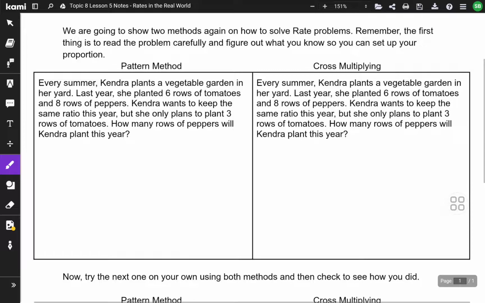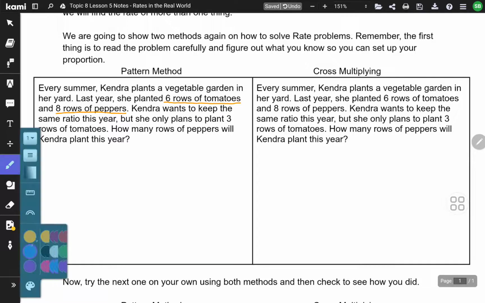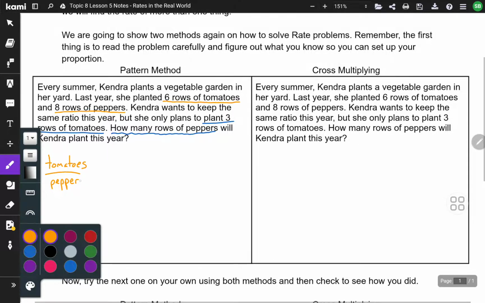Well, I see two things here. I see that we've got 6 rows of tomatoes and 8 rows of peppers. And then this year, she wants to plant 3 rows of tomatoes. How many rows of peppers? I did a little squiggly line under that because I know that's my missing information. So I'm comparing tomatoes to peppers. That's my ratio, tomatoes to peppers.